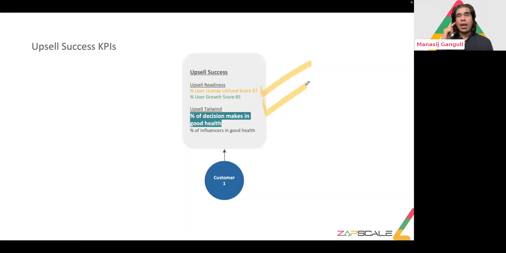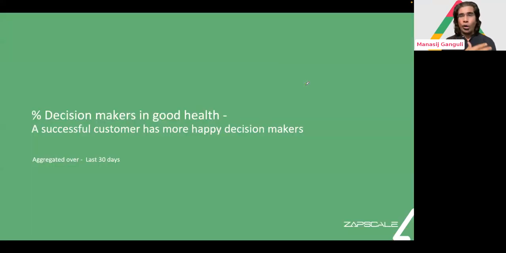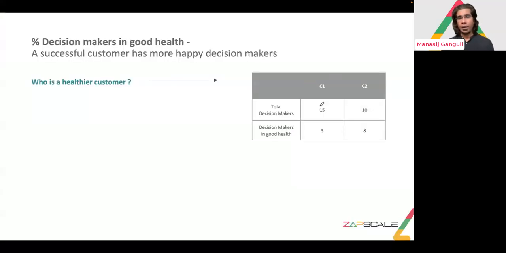The last part is upsell tailwind. Now, when we know that there is a possible upsell, when we go to sell to decision makers and influencers, are they going to back me or not? For that, the postulate is very simple: a successful customer has more happy decision makers, and the percentage of that is going to win. So for example, let's say a customer has 15 decision makers, only 3 of them are in happy and good health. How do we know this?